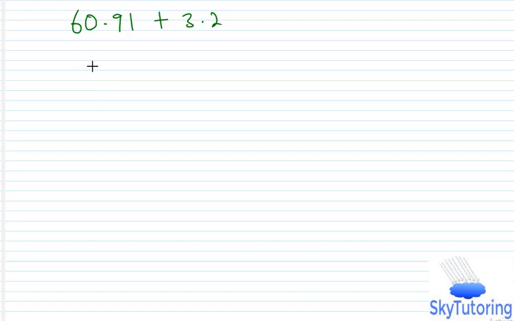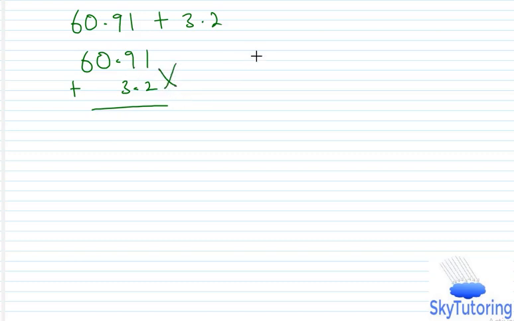Starting with the wrong approach, let's say I write this as 60.91 plus 3.2, with the numbers lined up on the right. Will this be the right way of writing it? No, this is the wrong way. It is wrong because the place values of the digits are disoriented. We have the unit term under the decimal point, and the tenth term under the hundredths, which is completely wrong. You need to place the unit term under the units and the tenth term under the tenths.